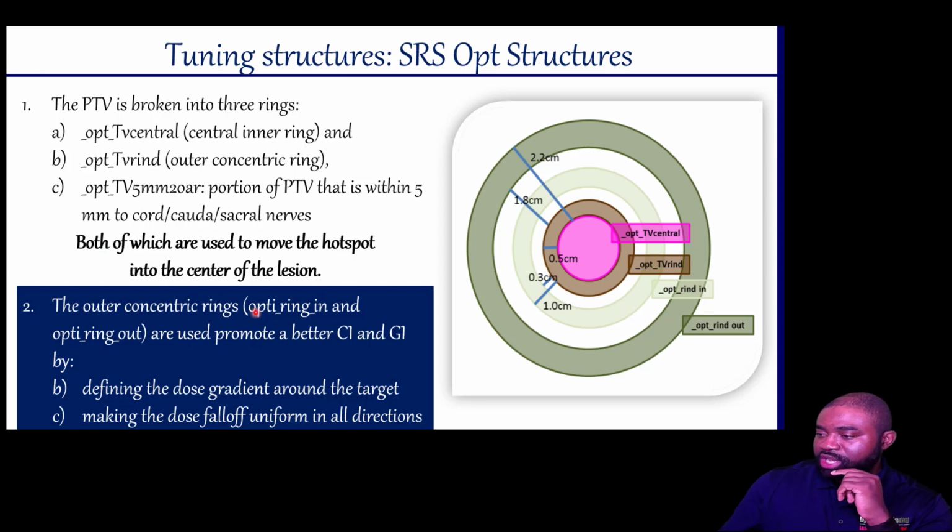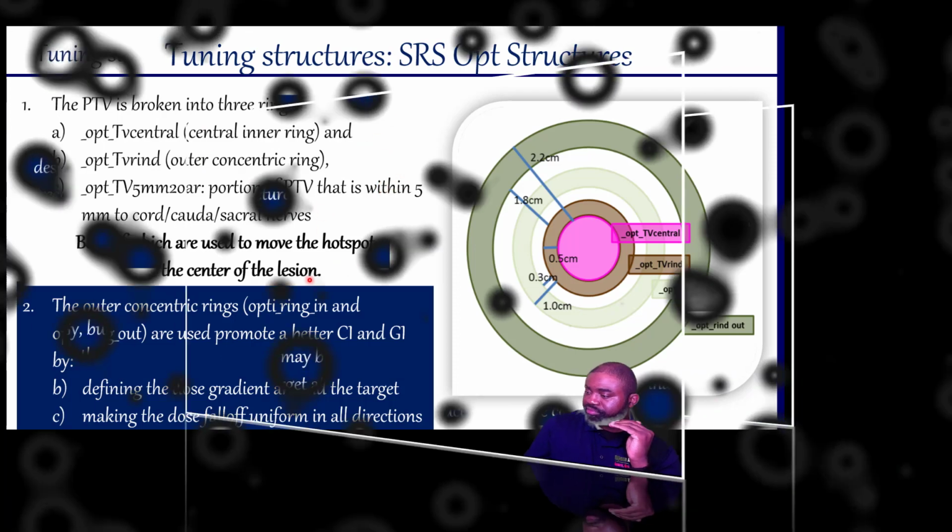We have 2 outer rings. You have ring out and ring in, and the outer rings, this is ring out and this is ring in, essentially is to promote a better conformality index and a better gradient index, while the inner rings within the PTV really is to promote a good heterogeneity index.